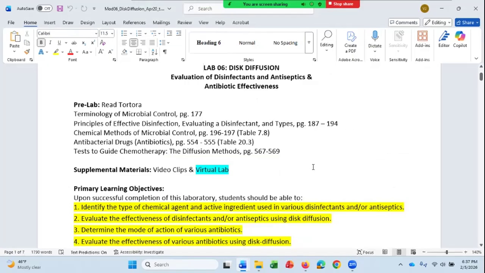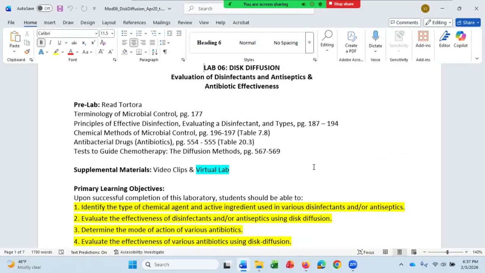All right, Lab 6: diffusion, evaluation of disinfectants and antiseptics, and antibiotic effectiveness. There is some reading to do before this lab, so please read about the terminology of microbial control on page 177. Read about the principles of effective disinfection, evaluating a disinfectant and types, page 187 to 194. Read about the chemical methods of microbial control from page 196 to 197 and Table 7-8.